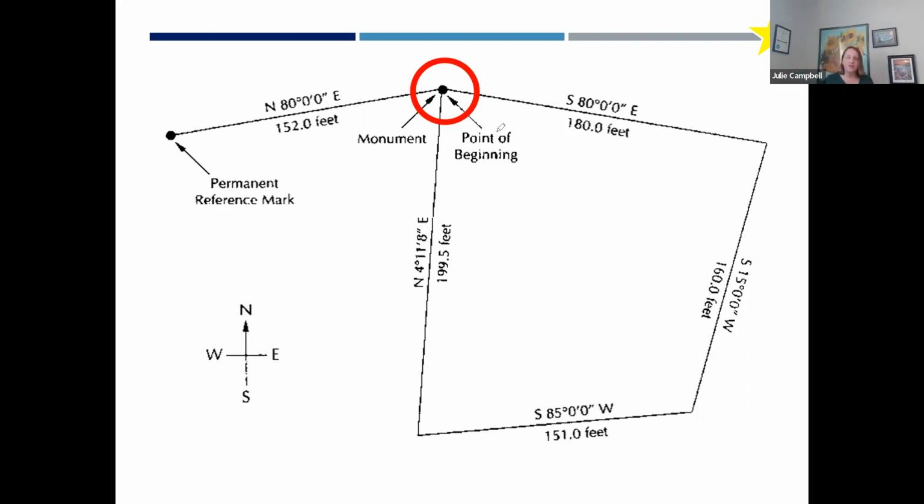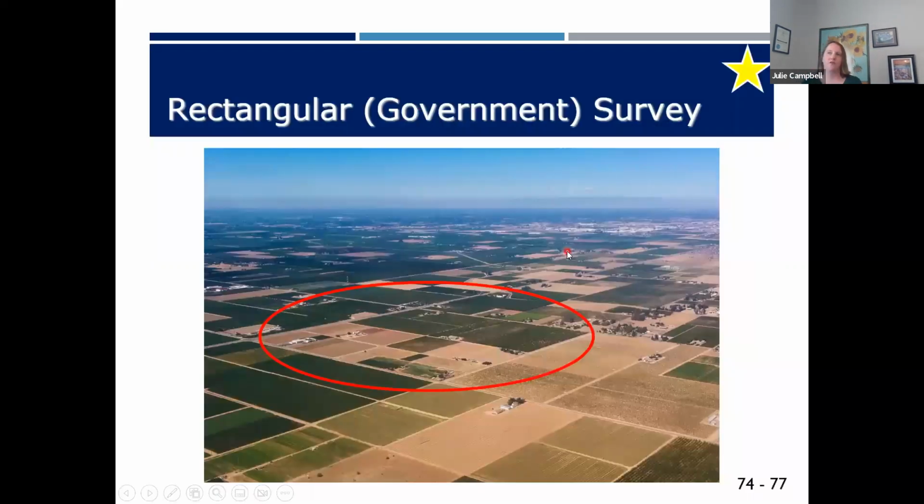So the first method to identifying the land for the surveyor is metes and bounds. The second method is something called the rectangular government survey system. The rectangular government survey system is not used often in North Carolina.